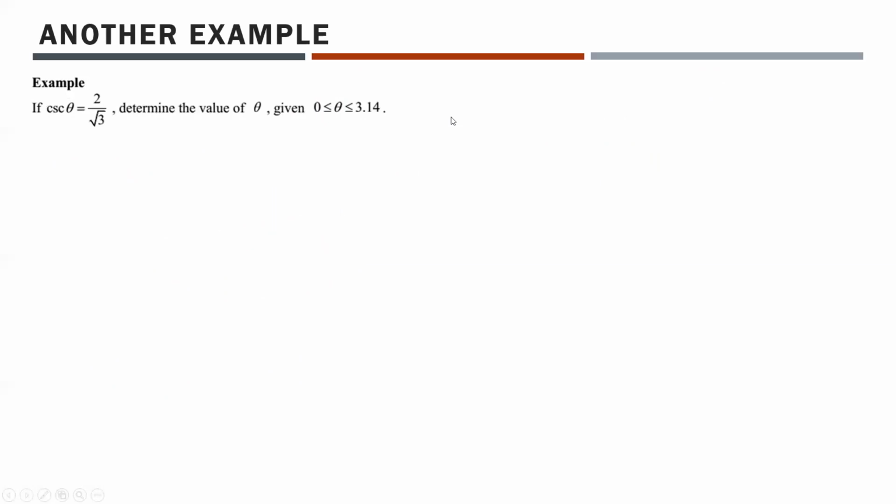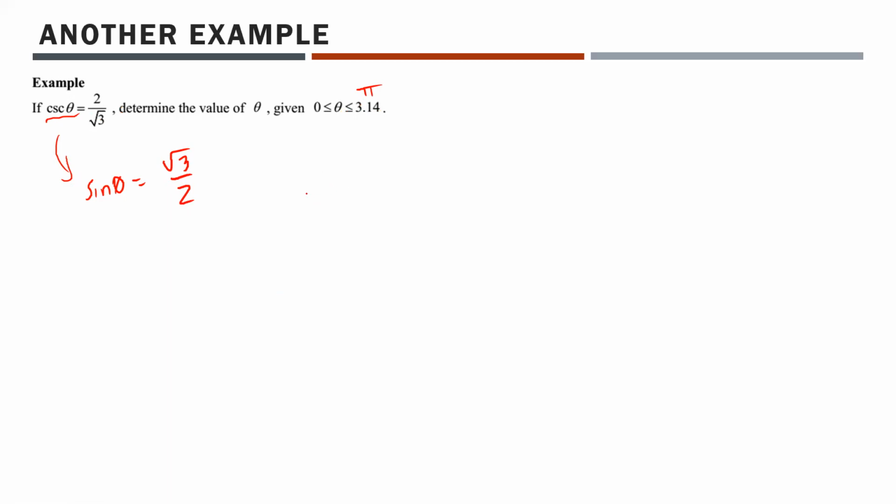Next question here: if cosecant theta is 2 over root 3, determine the value of theta given that theta is between 0 and 3.14. Well, that's kind of suspicious. It's almost like that's pi or something like that, right? Cosecant is an awful thing to work with. Let's turn it into something more familiar. Remember, cosecant is the reciprocal of sine, so we'll say that sine theta equals root 3 over 2. And what do you know? Root 3 over 2, that is a nice special triangle right there.